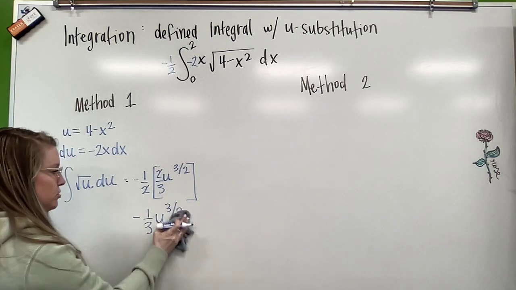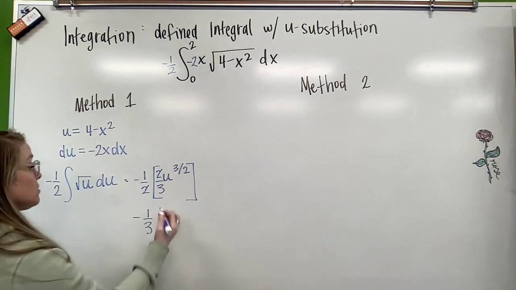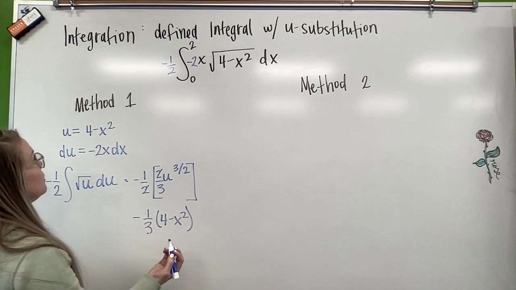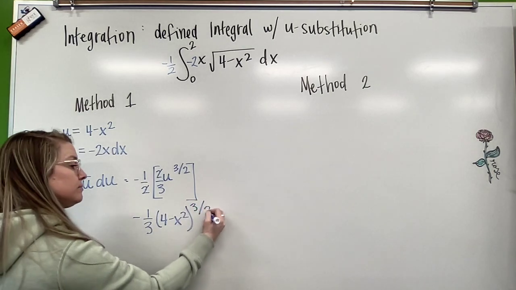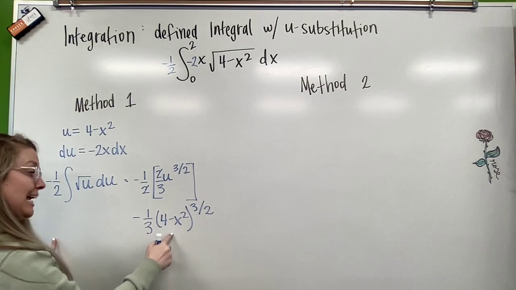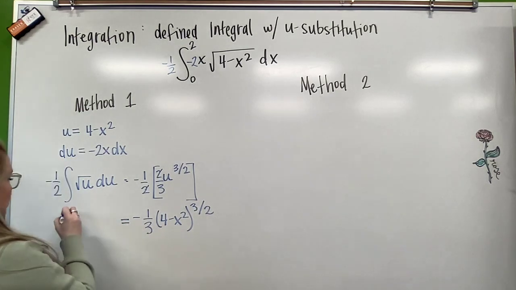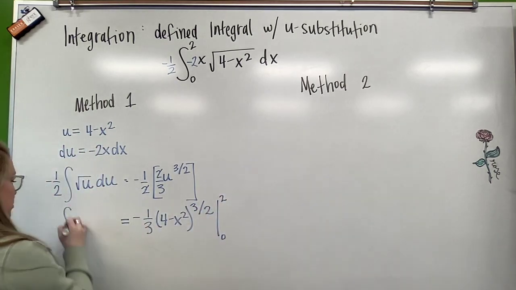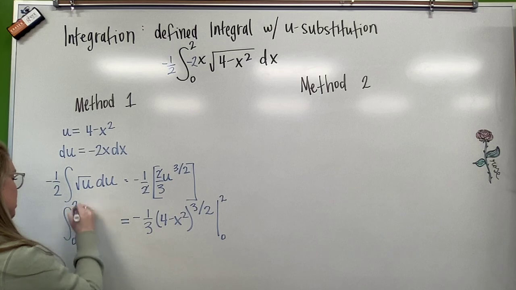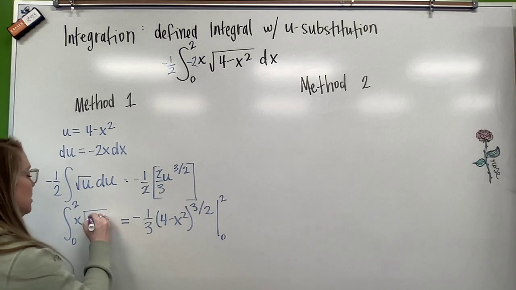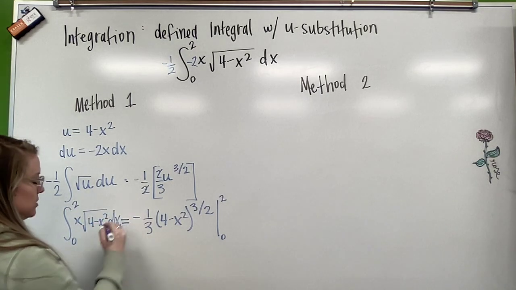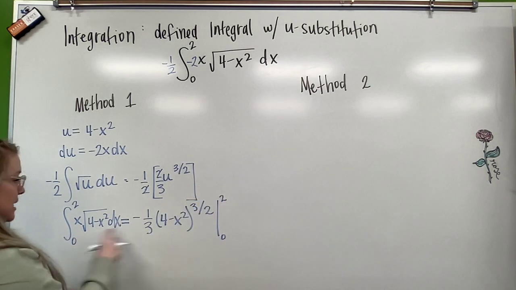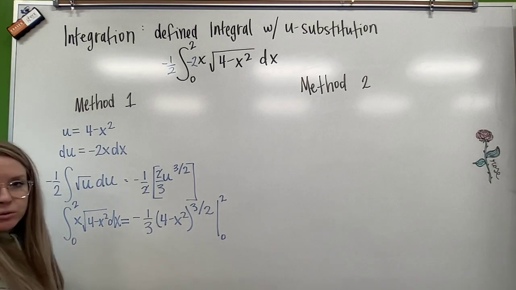We'll go ahead and make our substitution, actually. Let's put u back in there. So this is going to be 4 minus x squared to the 3/2. So essentially what we're looking at here, evaluated from 0 to 2, is going to be equal to our integral from 0 to 2 of x times the square root of 4 minus x squared dx. Now that I'm back in terms of x and I'm ready to evaluate, my 0 and 2 are back.